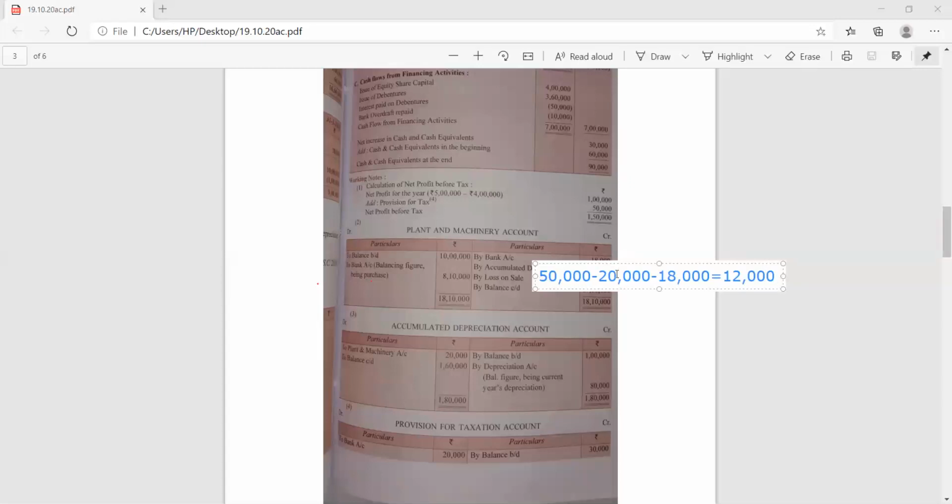The machine costing rupees 50,000, out of that we have deducted the depreciation, so the value remaining with us is 30,000, and we are selling the asset at rupees 18,000. What does it mean? It is sold at a loss of rupees 12,000. So in this way you have to put the loss of rupees 12,000 here.